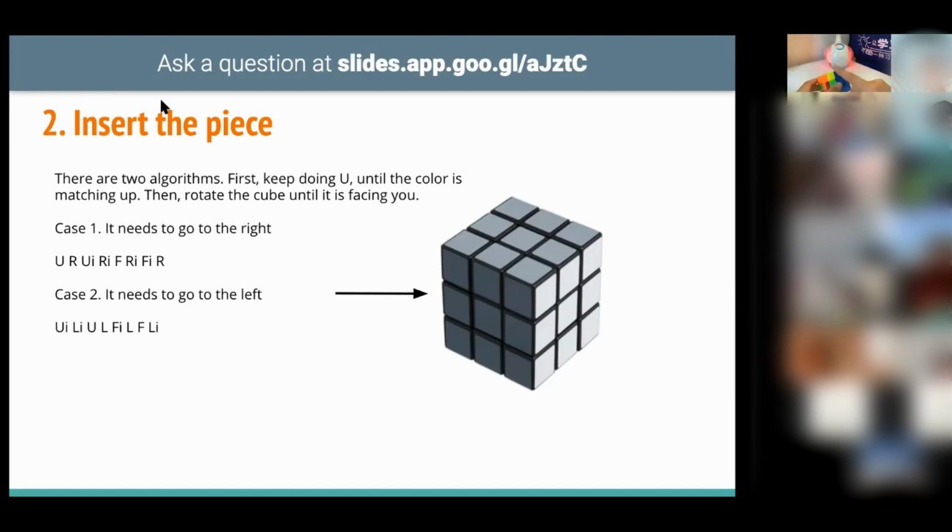Case 2 is if it's going to the left. So going to the left like this, you can sort of tell because the orange needs to match with the orange to perform the case 2 algorithm. There is a special case for this.